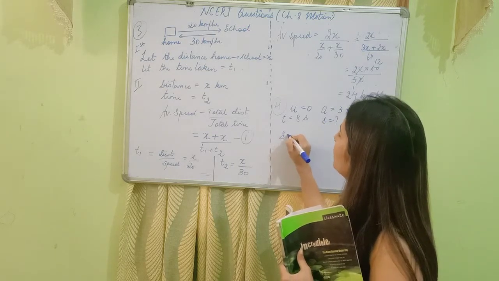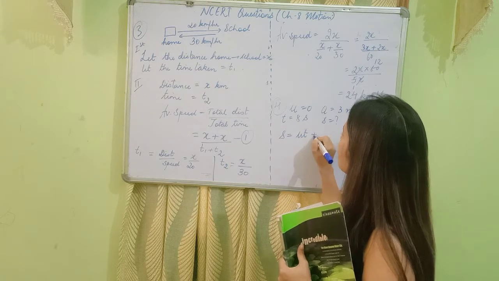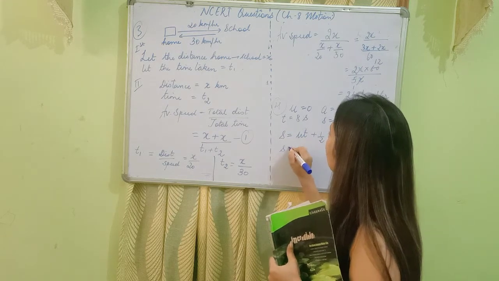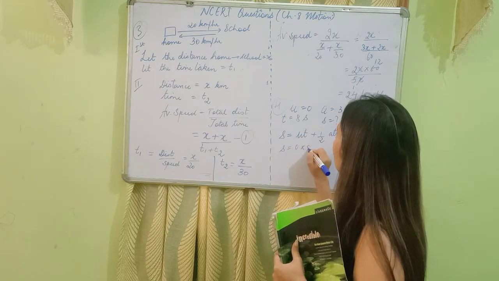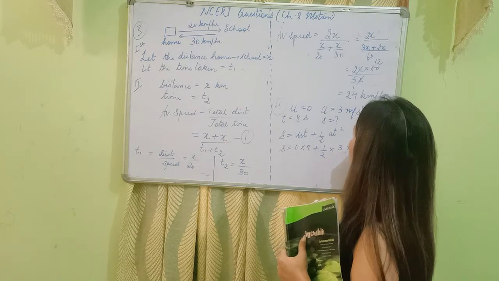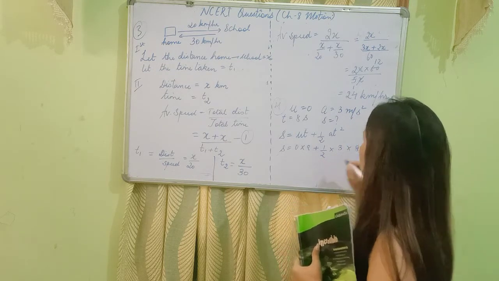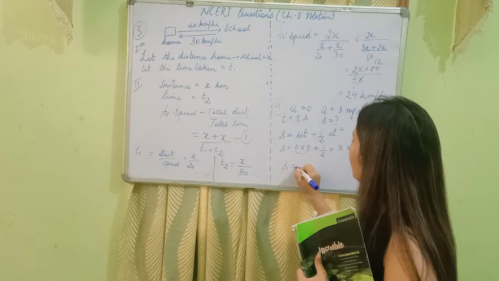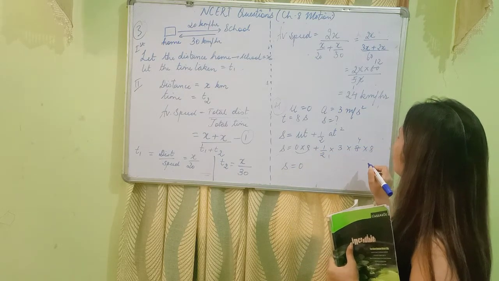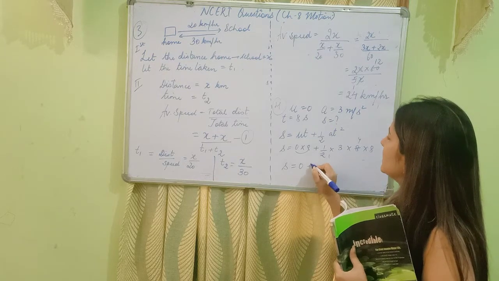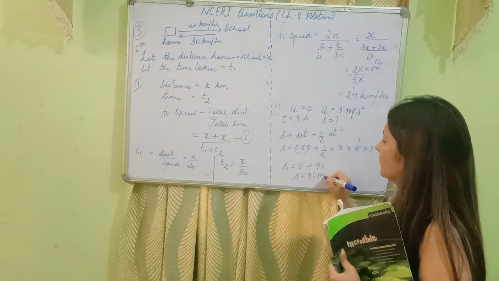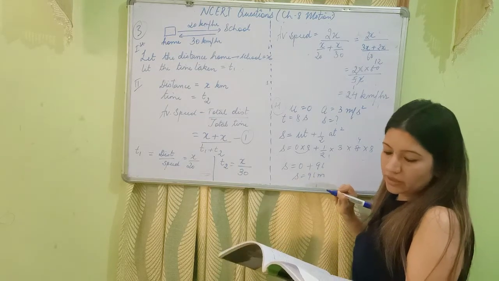Applying the second equation of motion, S is equal to ut plus half at squared. S is equal to 0 multiplied by 8 plus half into acceleration 3 multiplied by 8 multiplied by 8. This quantity becomes 0. 2 4s are 8, 4 3s are 12, 12 8s are 96. So this comes out to be 96 meters. Don't forget to put the units.